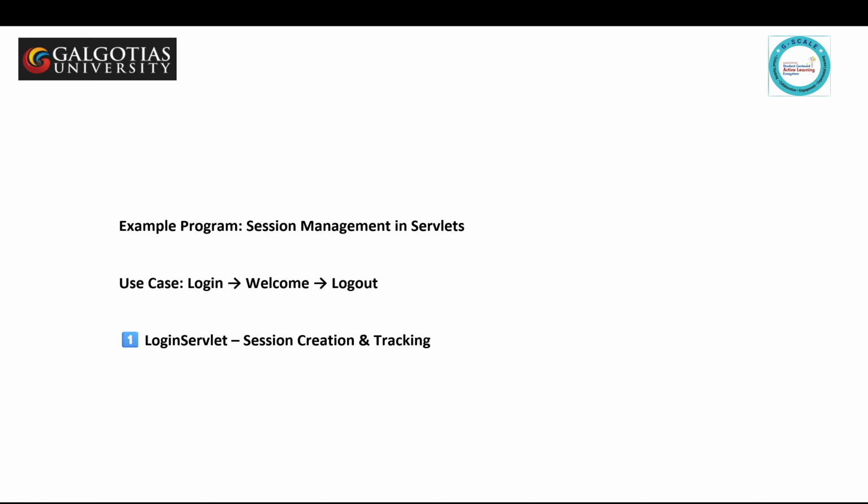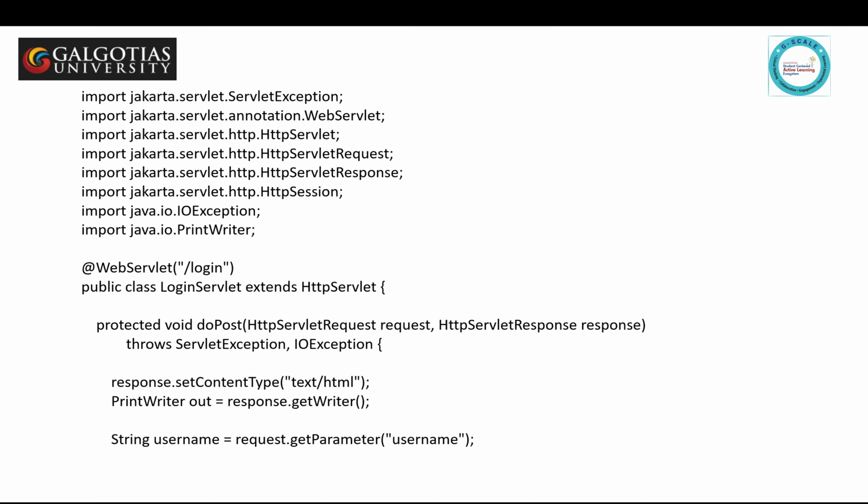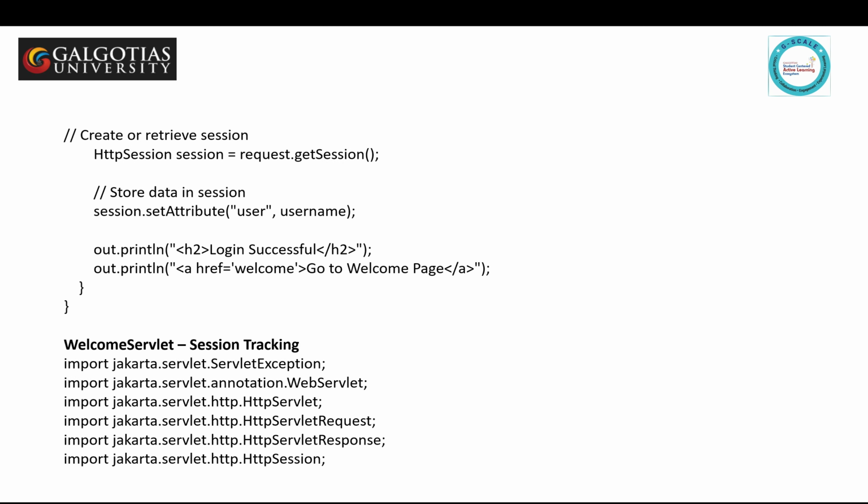Let us understand session management using a simple use case. We will use three servlets: login servlet, welcome servlet, and logout servlet. In the login servlet, we first read the username from the login form, then we create or retrieve a session using the request.getSession method. The username is stored inside the session as an attribute. This allows the server to remember the logged in user across multiple requests.